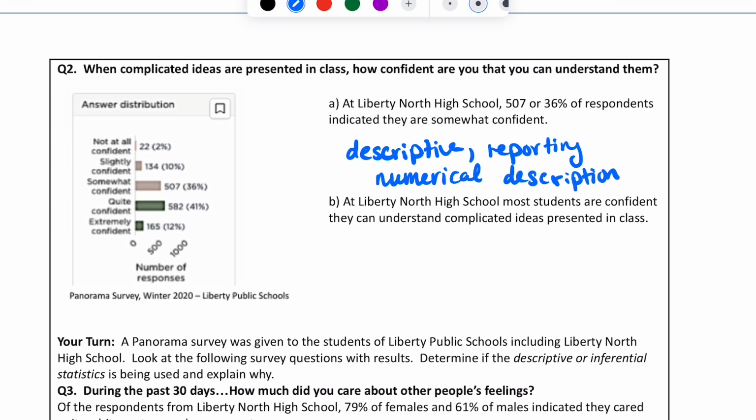Part B says, at Liberty North High School, most students are confident that they can understand complicated ideas presented in class. So if I look at that table, it does seem that the higher percentage, the 41 and the 12, is higher than those lower ones. So I'm saying, or just inferring, using to predict, that since most people responded in the quite or extremely confident, that most students feel that they are. So again, since I am inferring or drawing a conclusion, this is going to be inferential.